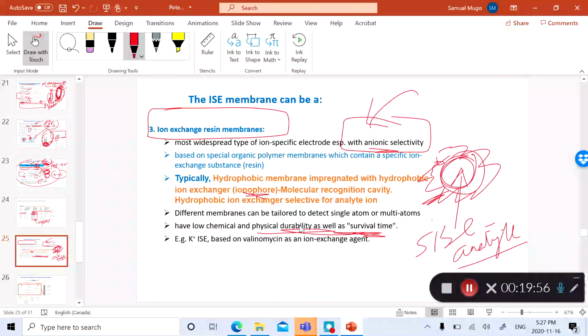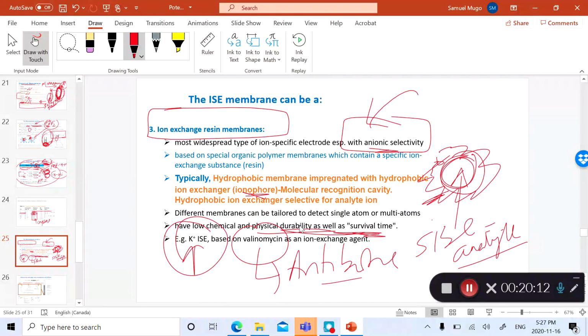I'm going to give you an example. When you're trying to make an ion selective electrode for potassium, for example, often the ionophore that you use is what you call valinomycin, which is an antibiotic actually. So you take an antibiotic, valinomycin, and then you impregnate it or mix it inside a plastic. And this valinomycin is very selective to potassium ions.